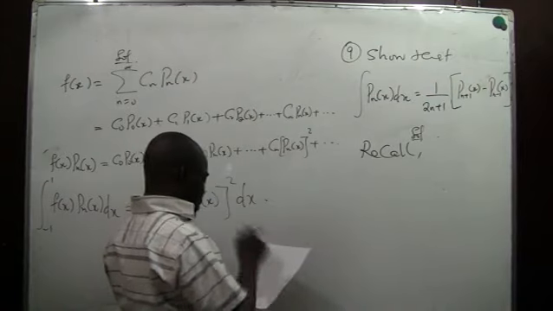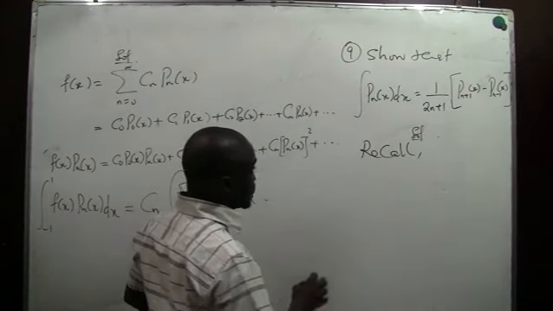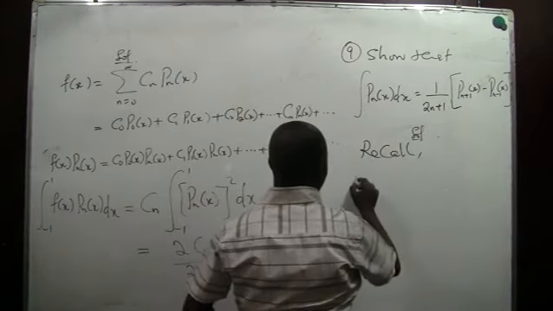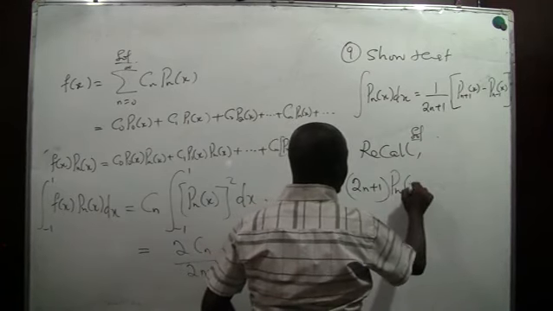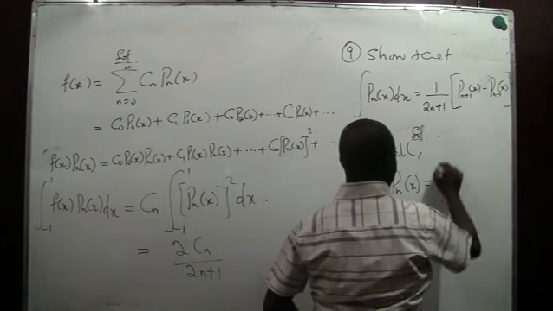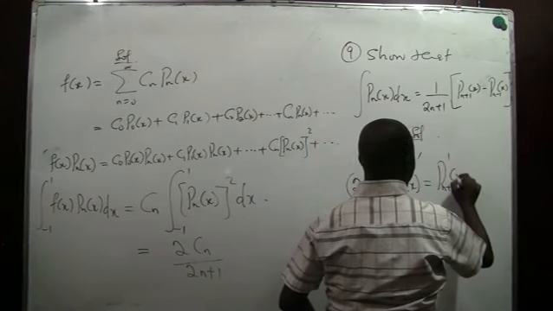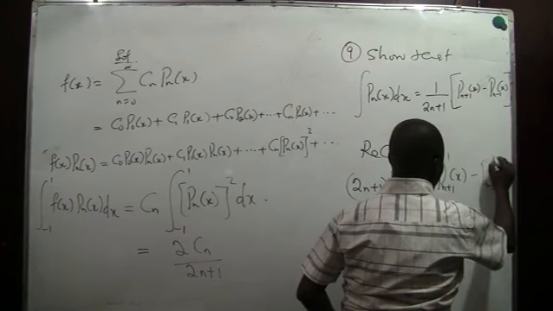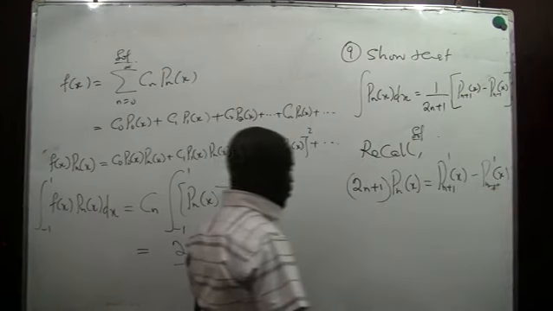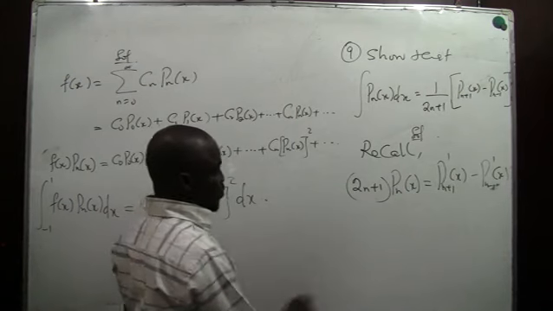Recurrence relation: (2n+1) Pn(x) is the same thing as P(n+1)'(x) minus P(n-1)'(x). Yes, that's the relation. Integrating both sides.